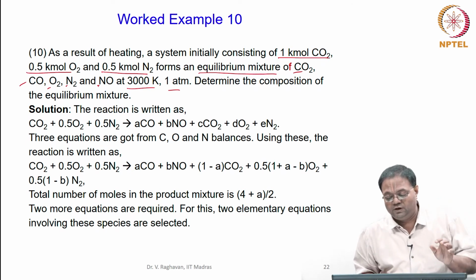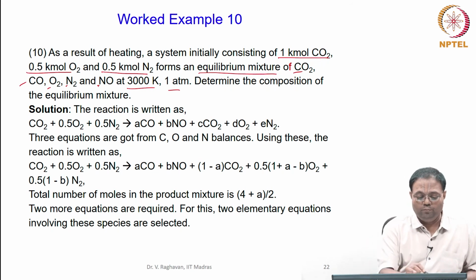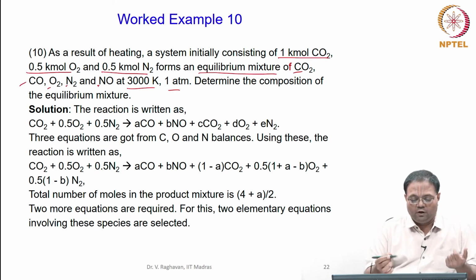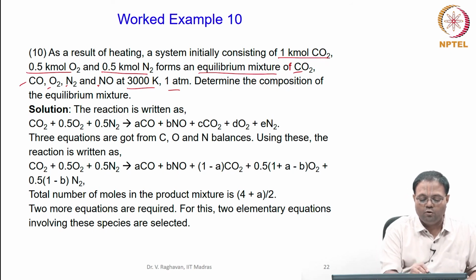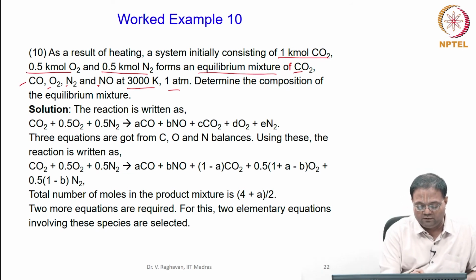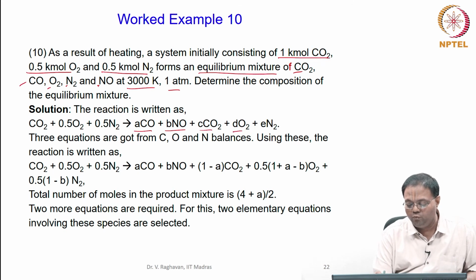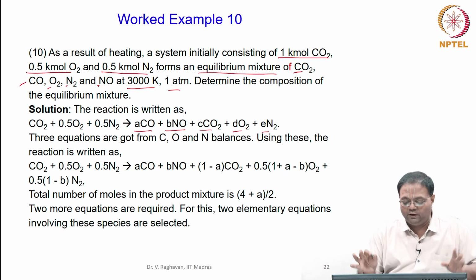Do you understand? So initially the vessel has CO2 1 kilomole, 0.5 kilomoles of O2 and 0.5 kilomoles of N2. Now due to heating, dissociation happens and N2 also dissociates, O2 also dissociates, so that finally you get NO, CO etc. in the products apart from what was present previously. So the reaction is written as CO2 plus half O2 plus half N2 giving A times CO, B times NO, C times CO2, D times O2 and E times N2. Okay, this is the equation I have. So I don't know anything on the right hand side now.